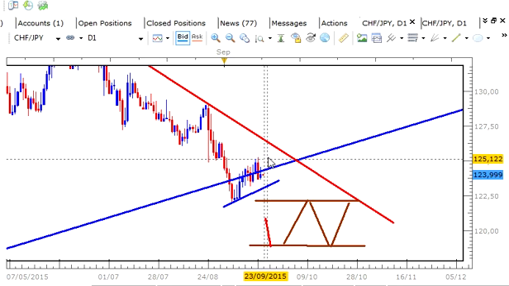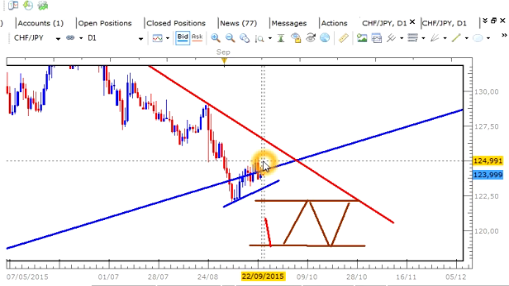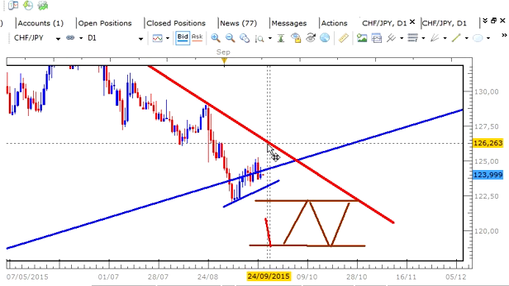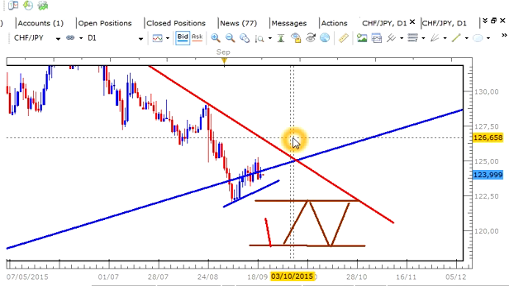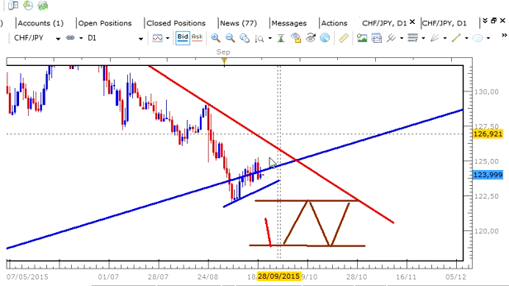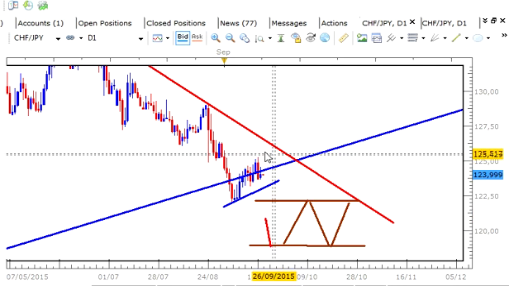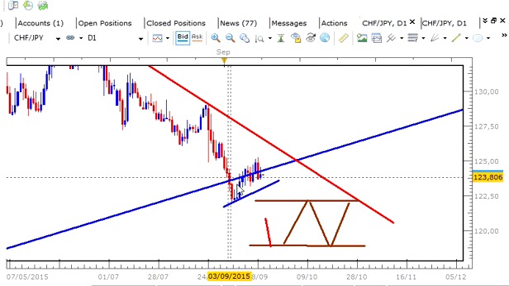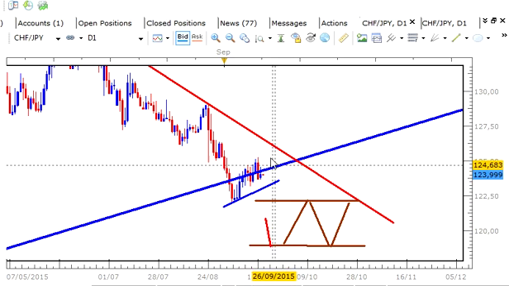Another possibility is that we may not even get a break of this counter trend line. The market could simply head higher above this downtrend line right now and then provide us with another setup at this area here that is followed by a signal to continue higher. So we may not even have to consider this possibility here. But nevertheless, all of these possibilities have to be taken into consideration until we see a clear setup from the market and a clear signal.